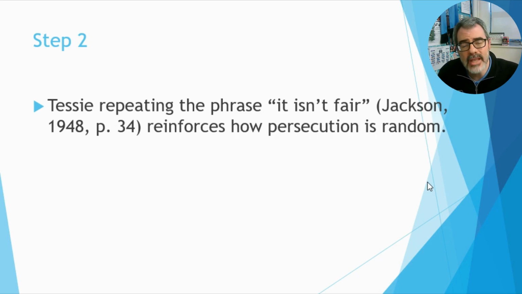Notice that the citation is after the quotation marks, unlike MLA, which has the citation at the end of the sentence. And that is how you do an APA citation in 60 seconds.